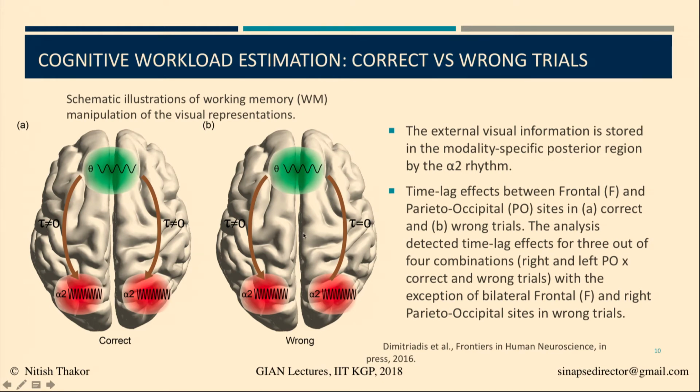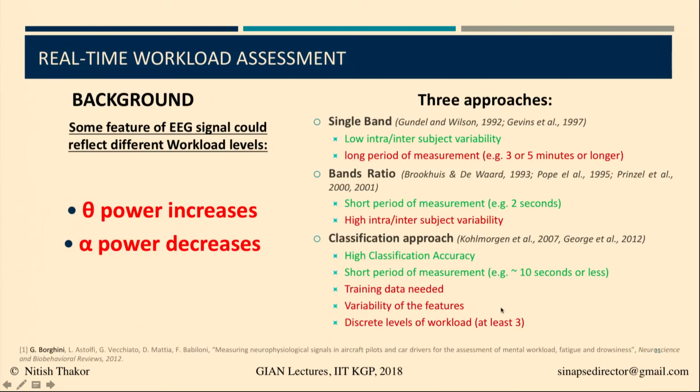Not so much a lie detector, but when you think about it, if you have an exam problem and you know it, you get it very quickly. If you don't know it, you're pausing, you're confused, you're a little stressed, so the brain probably behaves differently. In this kind of example, theta power increased and alpha power decreased. There are others who have done work on single band, band ratio or classification.